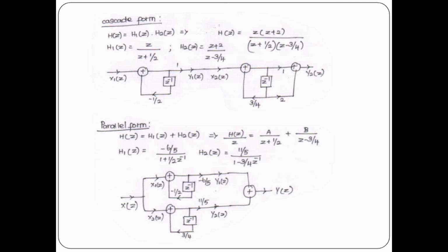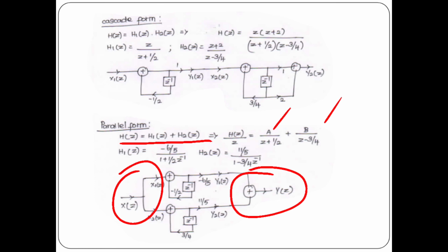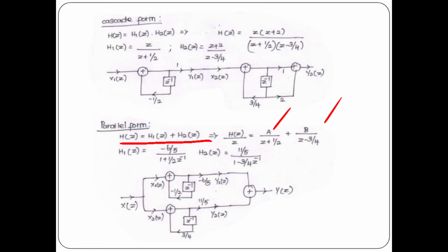So what about parallel form? For parallel form, H of z is equal to H1 of z plus H2 of z, in which we have to find the values of A and B and substitute them here. We connect the same input to both H1 of z and H2 of z, and the outputs of both realization structures are connected with the help of an adder, so as to produce Y of z as the output. So these are the realization structures.